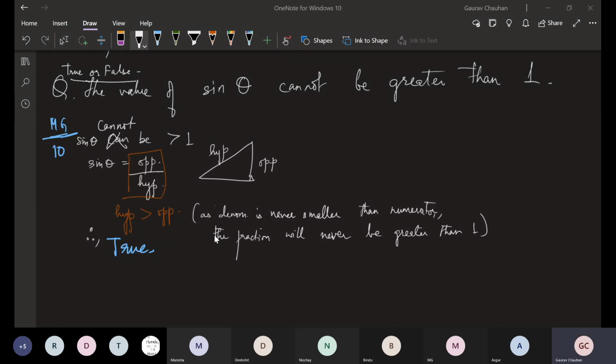Same with cos theta. Yes, Asgar, very good observation. Asgar, for this observation, I will give you 10 points. Very good, beautiful observation.